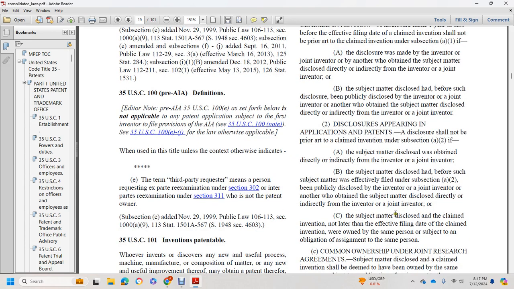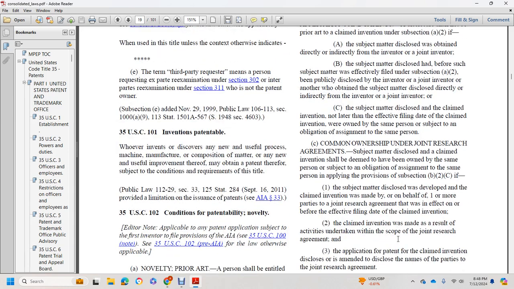2. C. With the subject matter disclosed and the claimed invention, no later than the effective filing date of the claimed invention, was owned by the same person or subject to an obligation of assignment to the same person. C. Common ownership under joint research agreement. The subject matter disclosed and the claimed invention shall be deemed to have been owned by the same person, or subject to the obligation of assignment to the same person, applying the provisions of subsection B2.